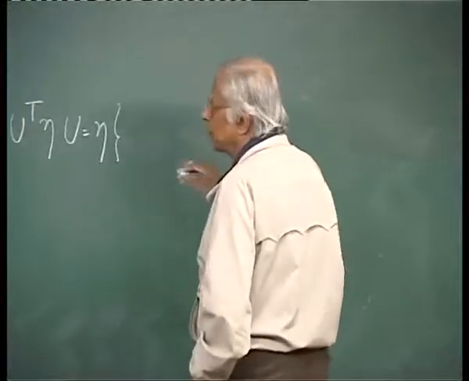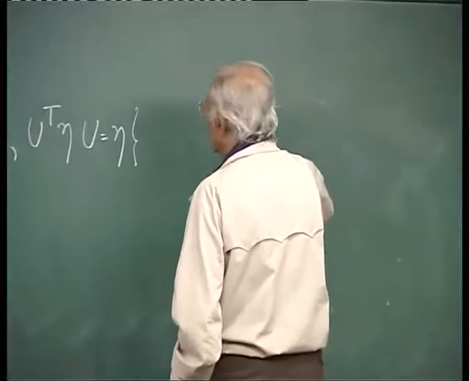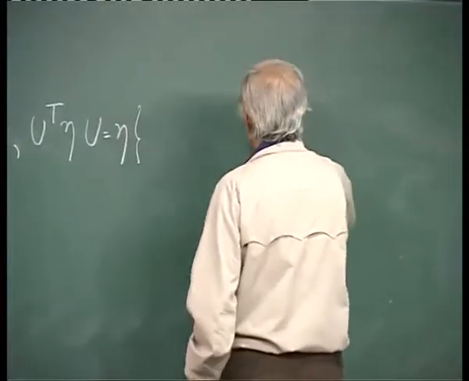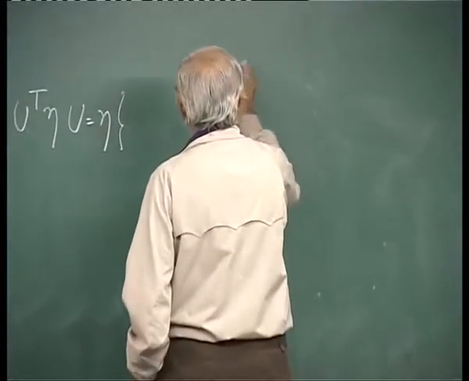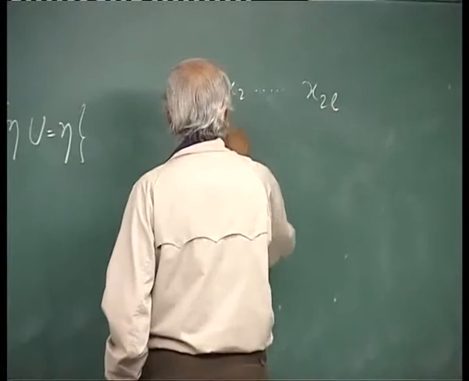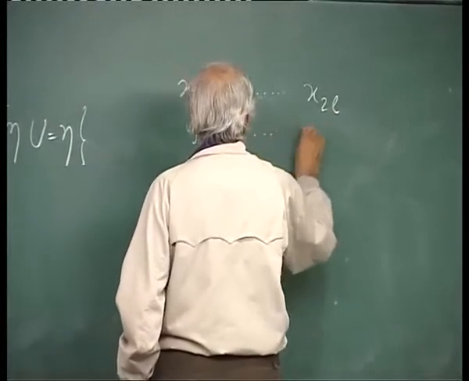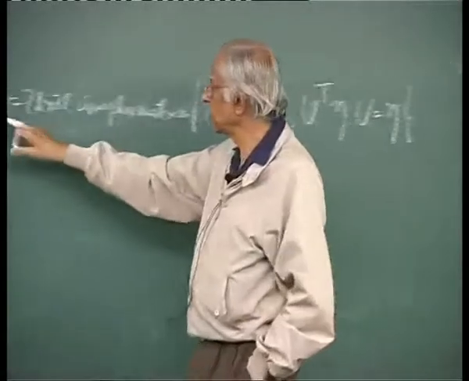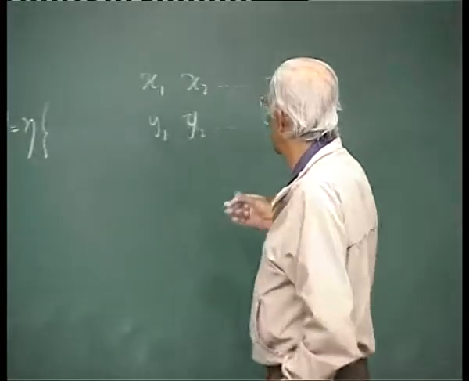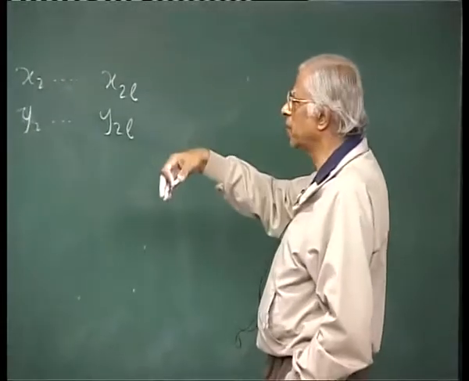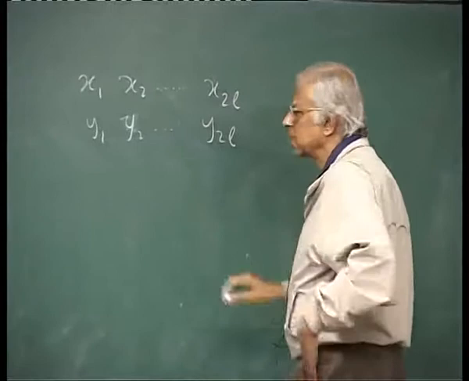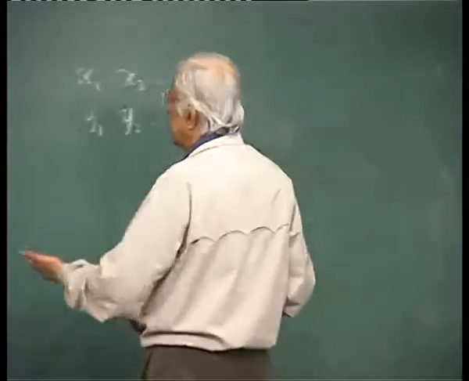Now, our space is even dimensional. So, let me use some notation. See, eta I have already used for this. For the moment, imagine that the x's are complex numbers. Just for the moment. After all, we are dealing with 2L by 2L complex matrices. You imagine that they can be applied to column vectors with 2L components, but the components can be complex. So just for the moment, think of these x's and y's as complex numbers.